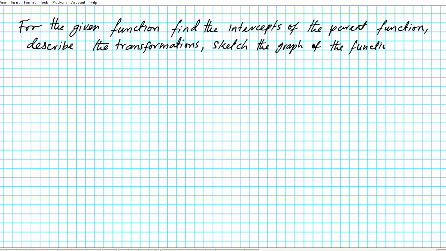And then after sketching the graph, we are to find the domain, range, asymptotes, and end behavior. Okay?